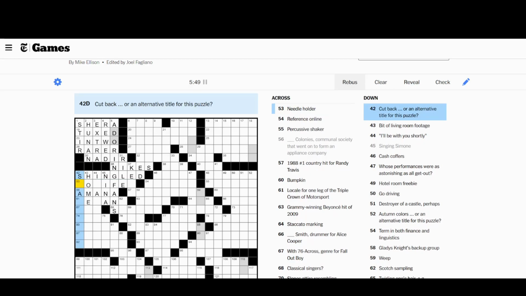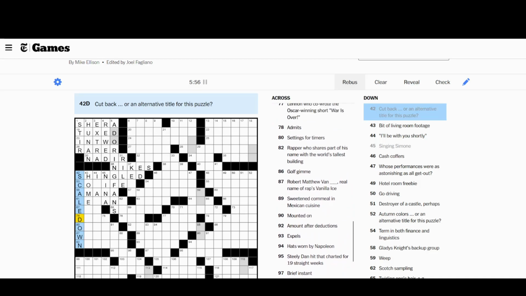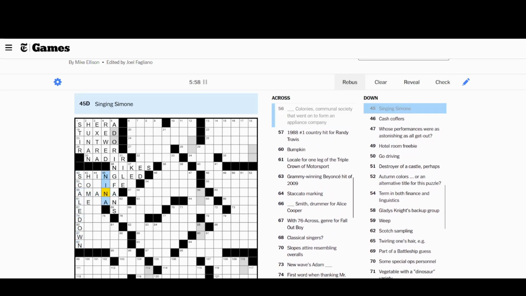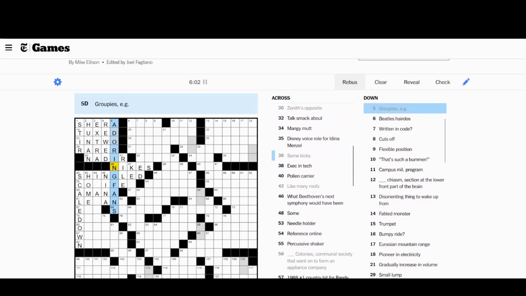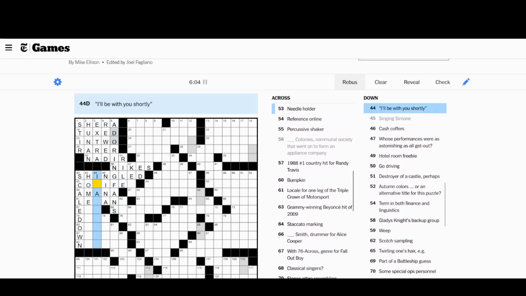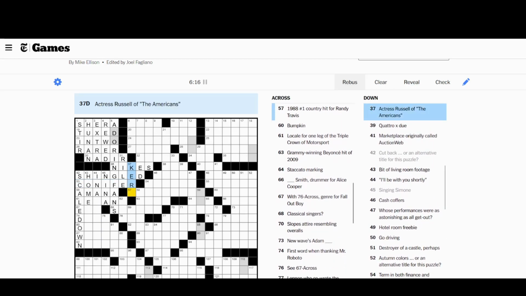Cutback or an alternative title for this puzzle. I think it's gonna be scaled down. I guess that's the hint that you have to read it going downwards. Now, what is this? I'll be with you shortly. Oh, conifer, right? Like, talking about plant needles. So this could be Kerry.